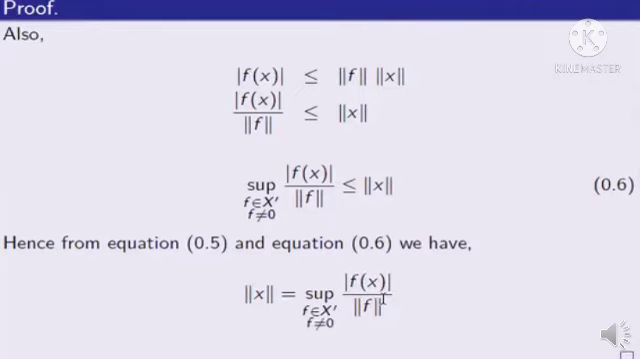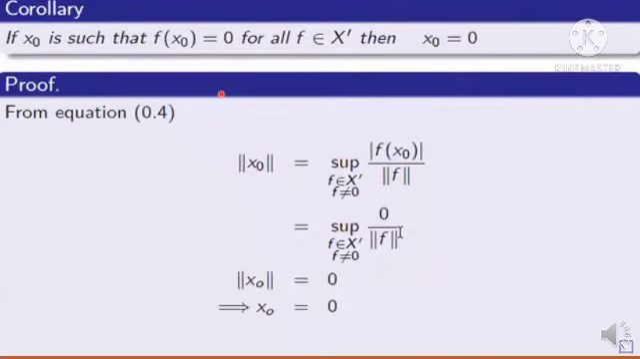Now the last corollary which says that if f of x naught is equal to 0 for all f belonging to x dash, where x dash is the set of all linear functionals, then x naught is equal to 0. That is, if all the linear functionals applied on this x naught give 0, then this vector itself is equal to 0. We can easily prove that using the previous corollary, from equation 0.4 of the previous corollary.